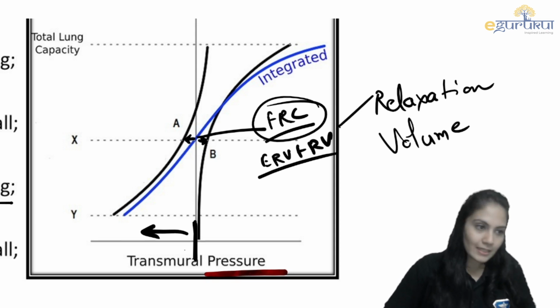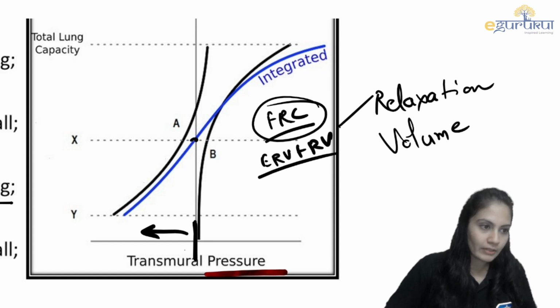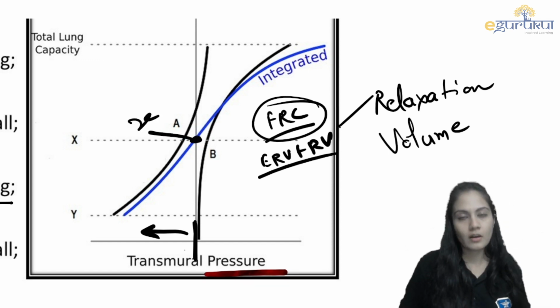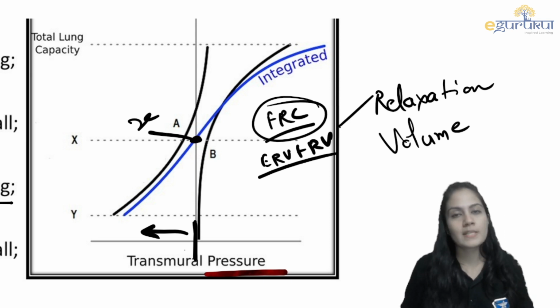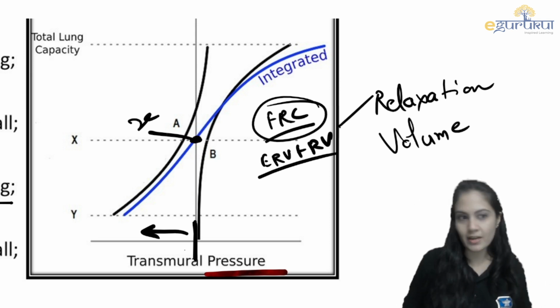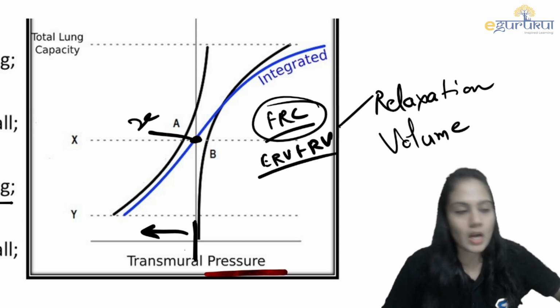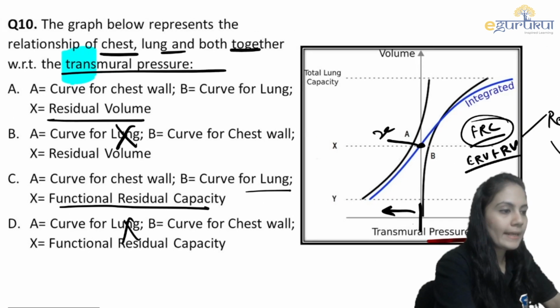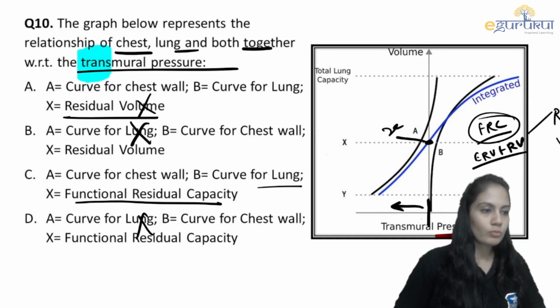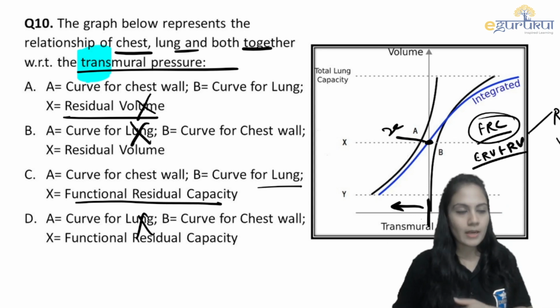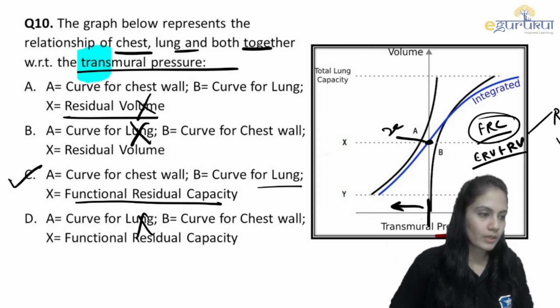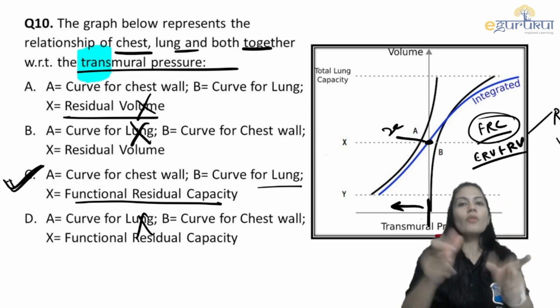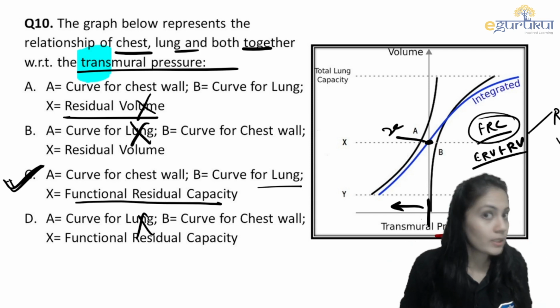Remember, this is also asked, that they will give a point over here like point X and ask you to identify this X. So this is always and always the relaxation volume, or your FRC, or ERV plus RV. So let's see. A is saying that it is the residual volume. No, residual volume plus ERV should be there. That is the functional residual capacity. So the answer of this question is option C.